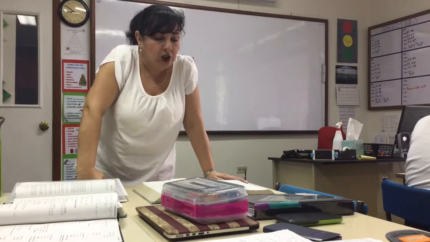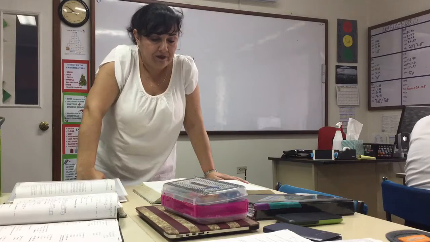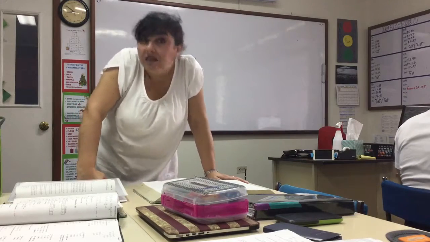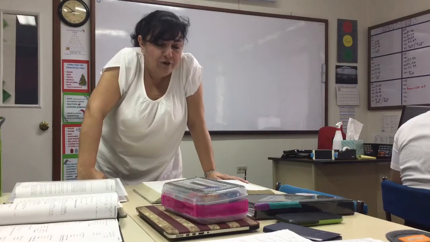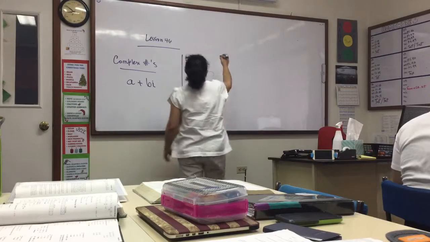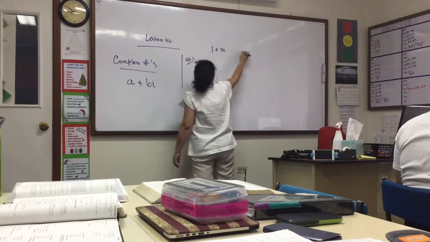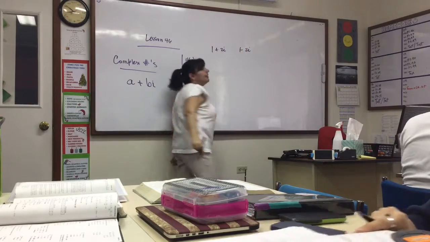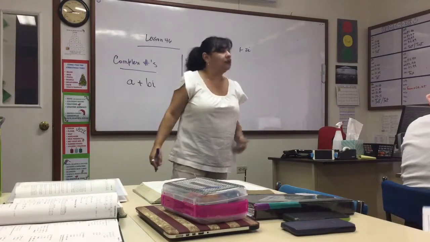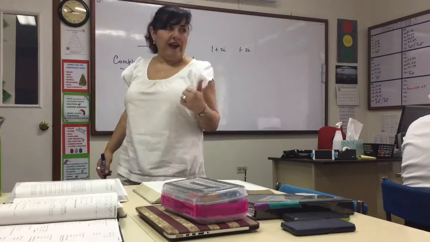Look at example 46.1. Write the quadratic equation with a lead coefficient of 1, whose roots are 1 plus 2i and 1 minus 2i. Did anybody understand what it's asking for? Okay. Let's go back to this.